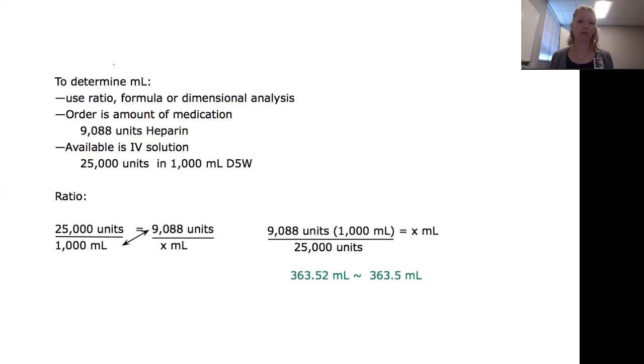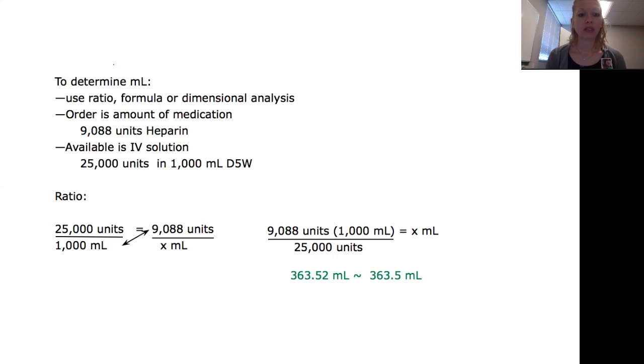Okay, so we figured out how many units we need. 9,088 units of heparin for this specific client. But when I look at my bag of IV fluids and I wonder how much then I'm supposed to give, if my available solution has 25,000 units of heparin in it, and there's 1,000 milliliters of D5W, how in the world do I know how many milliliters 9,088 units is equal to in order to give this bolus? So what I can do is determine the amount of milliliters that I want to give using ratio, formula, or dimensional analysis method like we talked about last term.